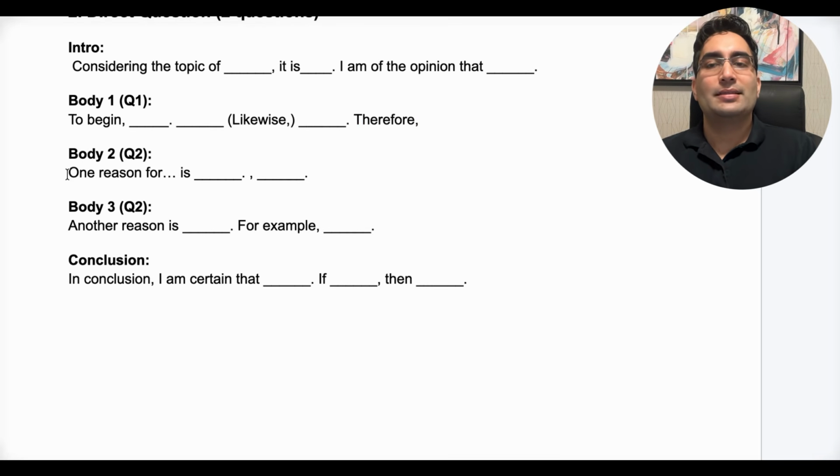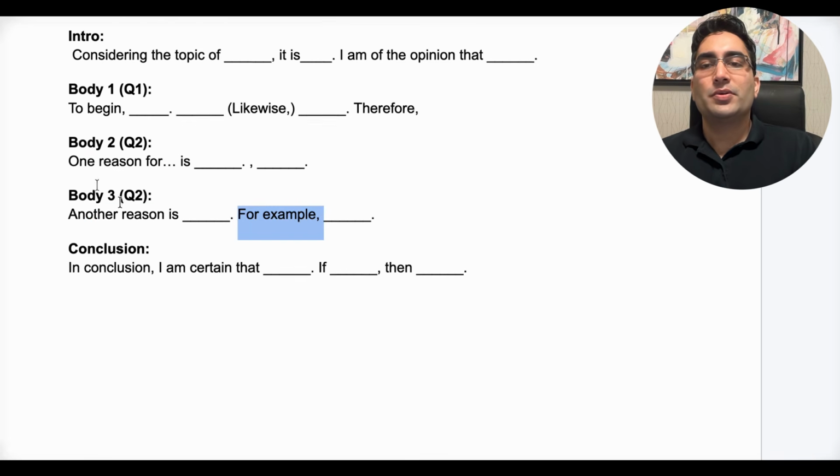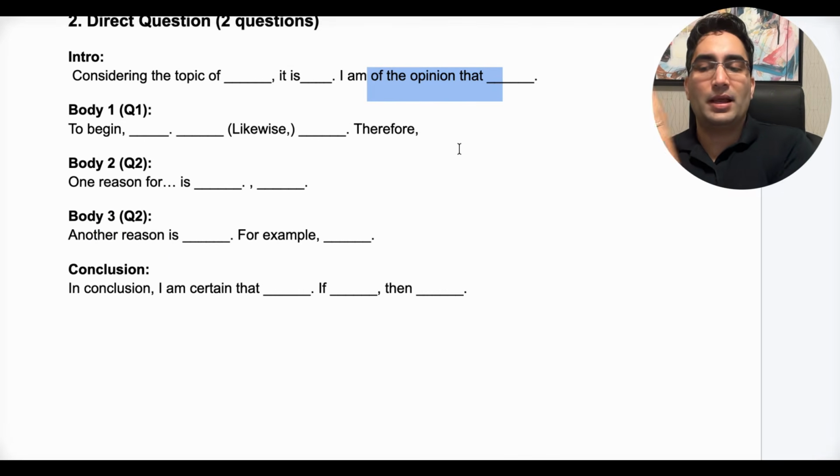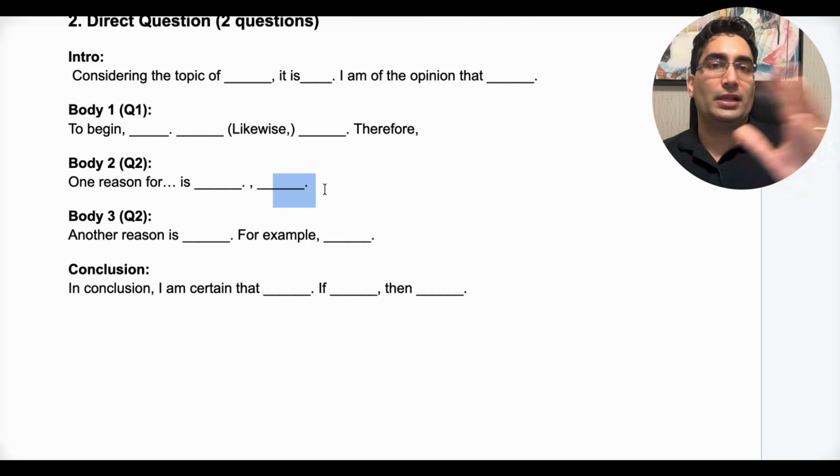Now, body 2 is going to start with one reason for this is this. And body 3 is going to be another reason is this, and then your example. So the reasons are going to depend on your question type and also the opinion you have. So again, in my imaginary question, if I'm answering the second question here, do I support deforestation or not, then I was not going to be in support. So I would say one reason for me not supporting that is the environmental consequences. These are the consequences, and I would explain them.